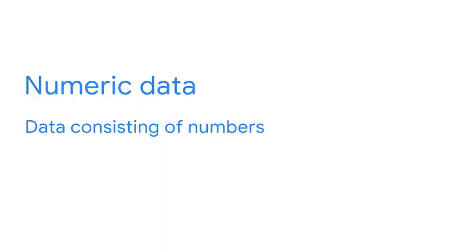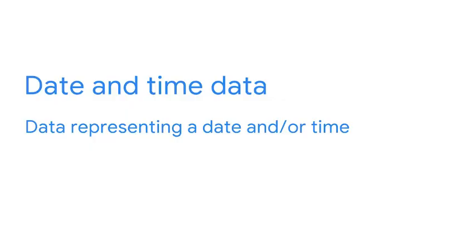Numeric data is data consisting of numbers, such as a count of login attempts. Unlike strings, mathematical operations can be used on numeric data, like multiplication or addition. Date and time data refers to data representing a date and/or time. Previously, we applied filters using string data, but now let's work with numeric and date and time data.